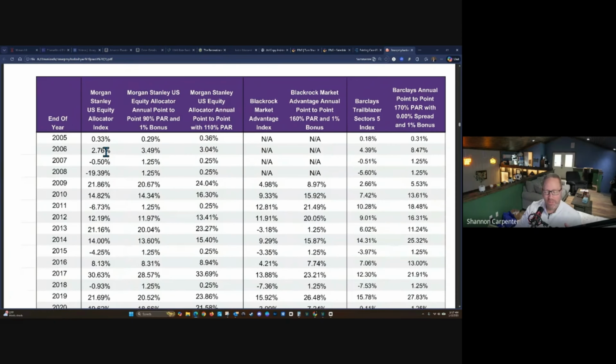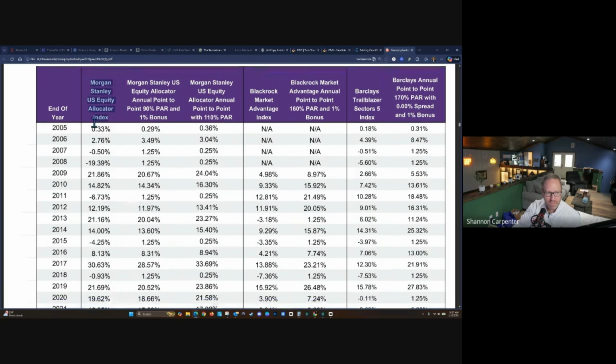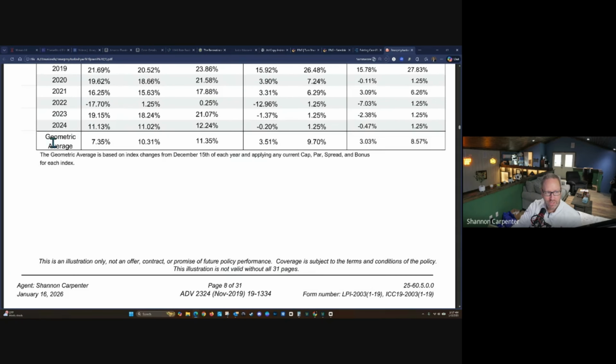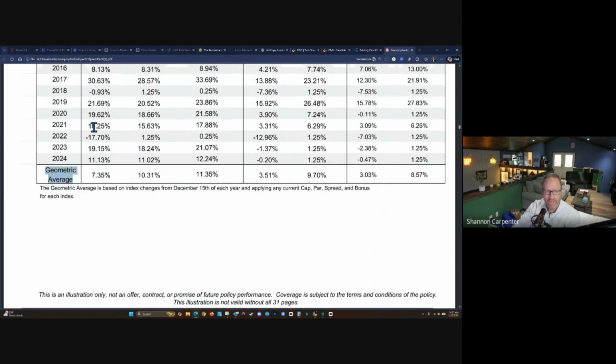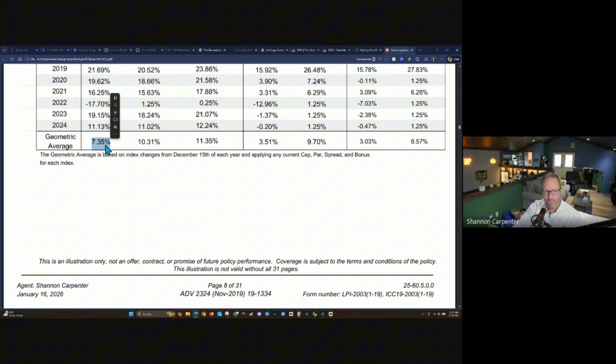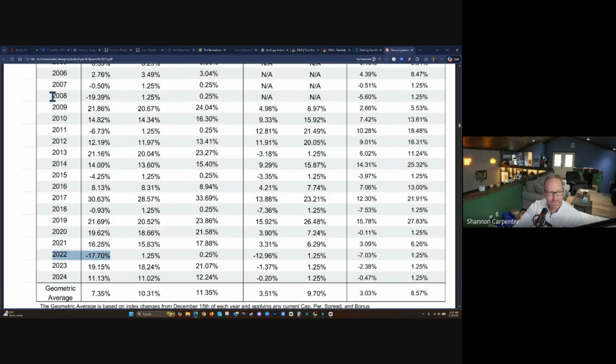Why the 1% bonus and not the one below it? I'll show you. Let's say that you had a 401k and all you had invested in that 401k was the Morgan Stanley. In the last 20 years, a geometric average, which means this Morgan Stanley didn't exist 20 years ago, but if it did, running it through past historic data, this is what it would have done. You would have averaged 7.35% in your 401k. That's because 2022, COVID, we lost about 17%. 2008, housing crash, right? We lost about 19%.